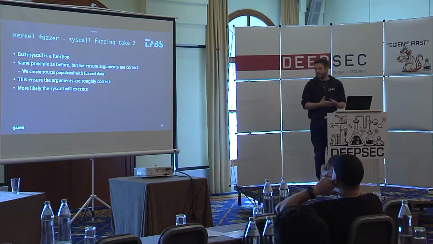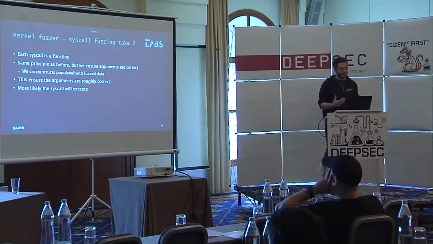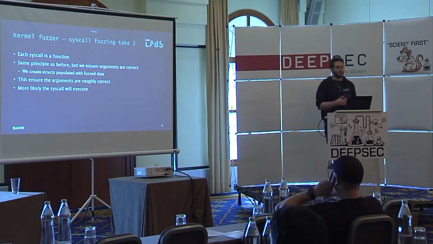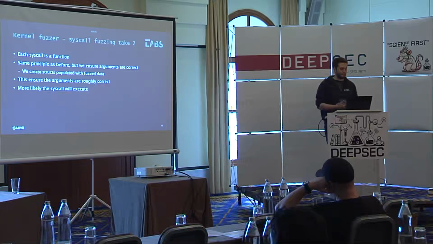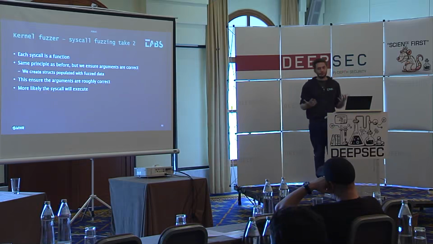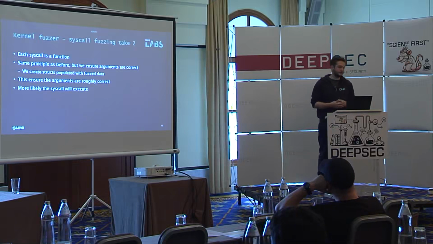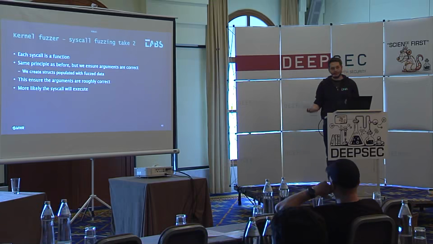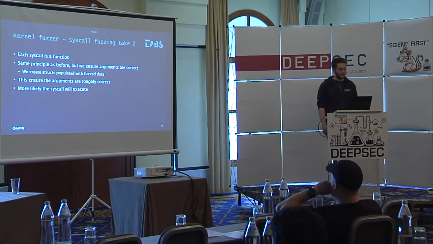Now each syscall is a function itself. It's essentially the same principle as before, but we make sure the arguments we provide to the syscall are correct. If it's expecting a struct, we create that struct and make sure the arguments look reasonable. This worked pretty effectively. The vast majority of syscalls now execute and we're actually doing something. Before, we didn't get any bugs, and now we do get bugs, so it seemed like a pretty reasonable approach.